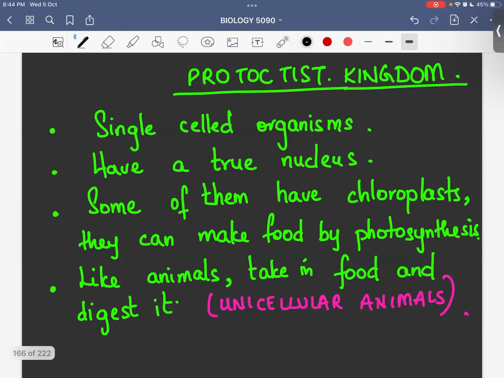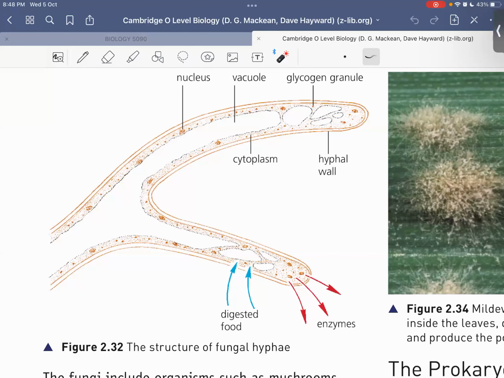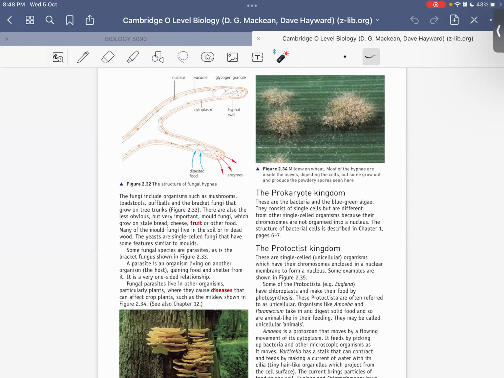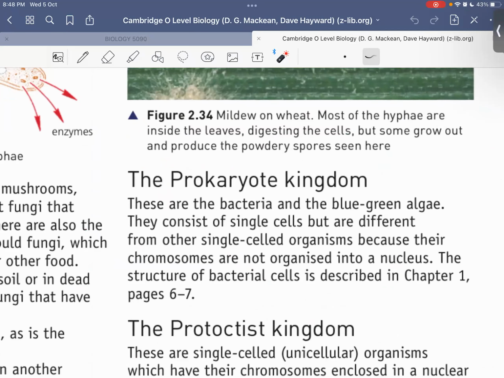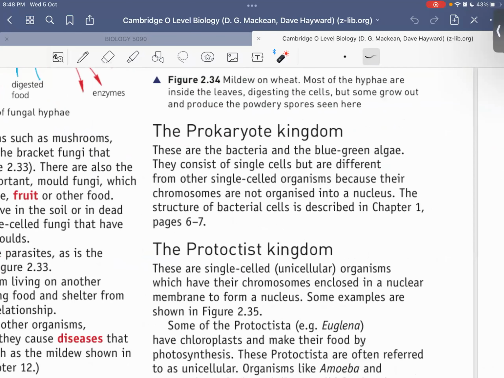Read the characteristics of Protoctist and then summarize it to me. Okay. So we did this today also: the structure of a fungal hypha, and then we did the prokaryote. Look, so little is written about prokaryotes, right? And then the Protoctist kingdom.